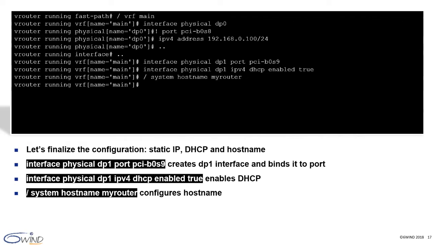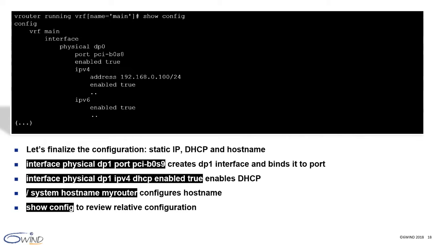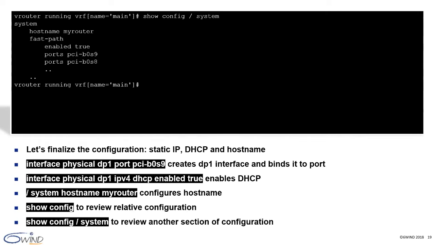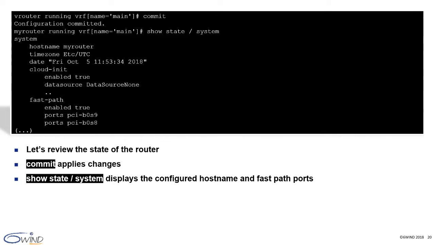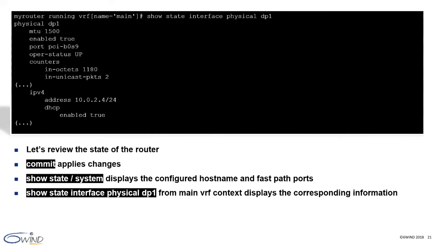And finally, let's configure a hostname using an absolute path. We can now use showconfig to review the relative configuration. And we can also use an absolute path to review another section of the configuration. After committing the configuration, we can review the state of the router from the configuration edit mode. First, hostname using an absolute path. And then interface DP1 using a relative path from the main VRF context.